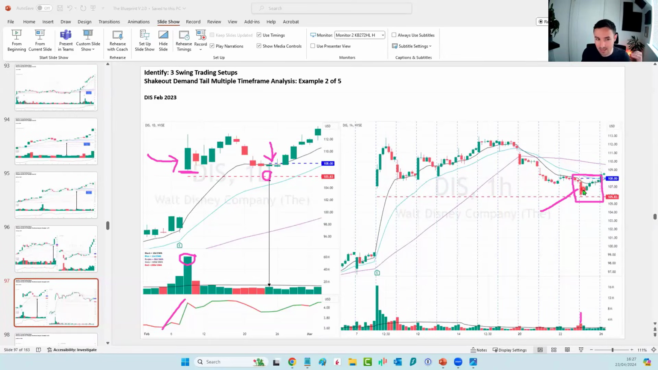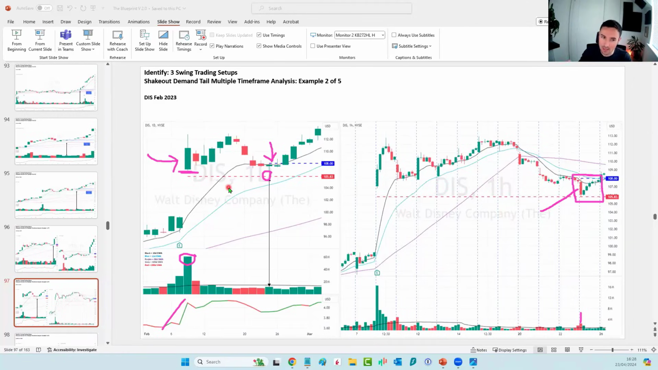So sometimes you can see this really scary red bar. But then if you see the shakeout demand tail and you're aware of the context on the higher time frame, you're like, well, it's just undercut the 21. A lot of traders are going to use that as a stop loss. It's just undercut the low of the earnings gap. It's just undercut the low of the last 4 weeks, 3 weeks, 2 weeks as this stock has been basing. A lot of traders are going to place their stop losses there.